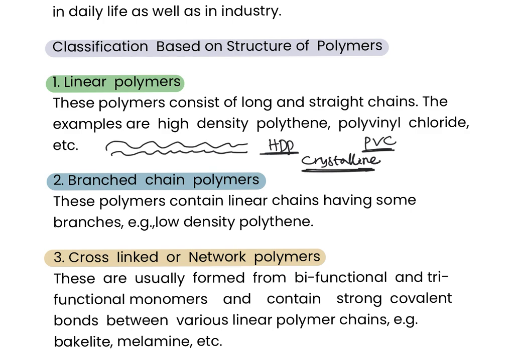Next, the second one, branched chain polymers. These polymers contain a linear chain having some branches. Example, low density polyethylene, represented like this. This is a linear polymer. This is also a linear polymer. These have small branches. Due to these branches, the volume increases, therefore the density decreases. Therefore these are called low density polyethylene, simply LDPE.